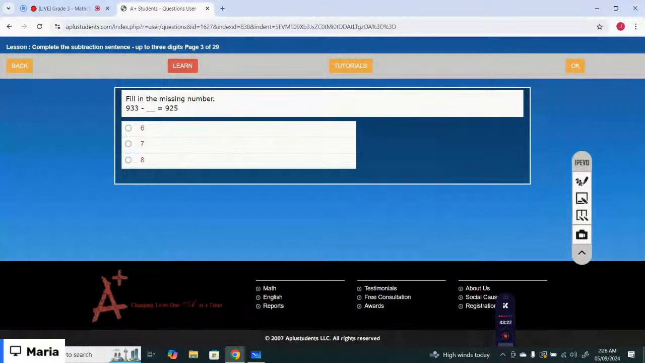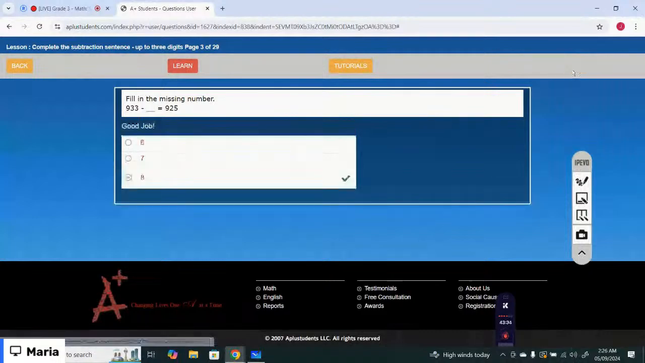That is 933 take away 8 equals 925. Option number 3 is the correct option.